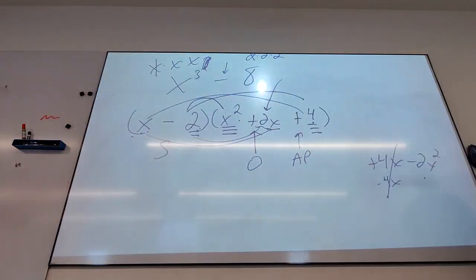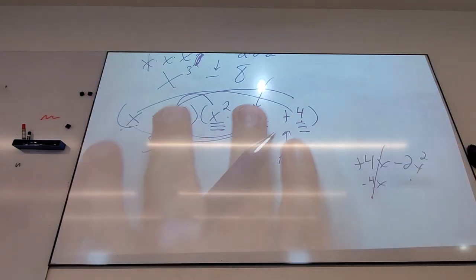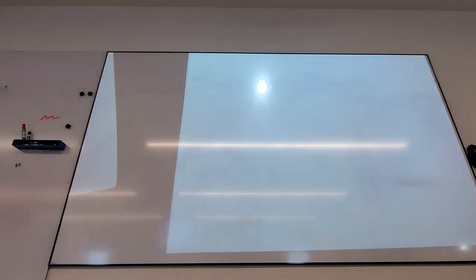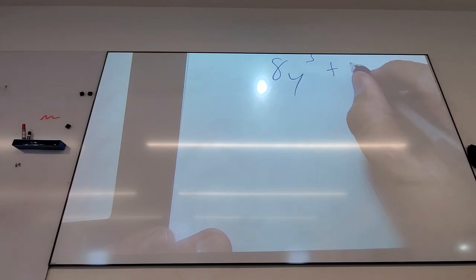Okay. So here, let's do one more of these. Just because this looks like the sketch of a football play. It's a little hard to follow. So let me do one that's a little more interesting. 8y cubed plus 27.